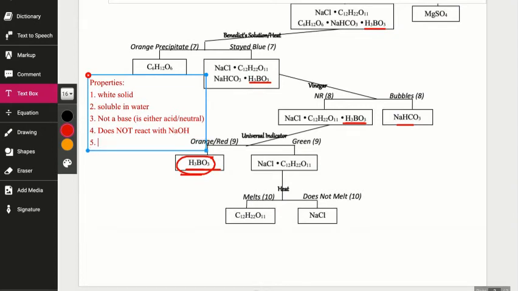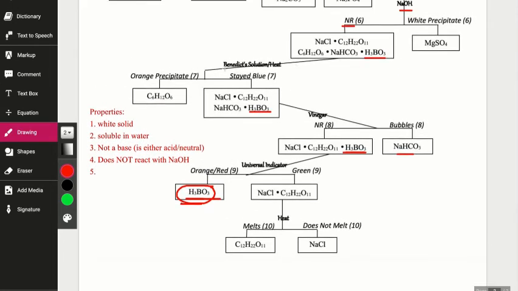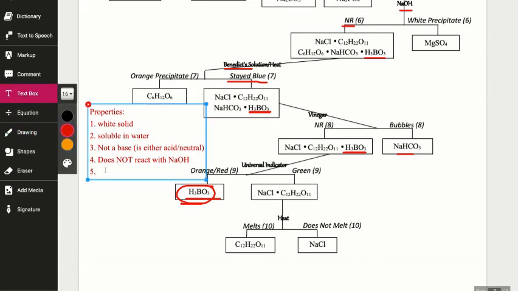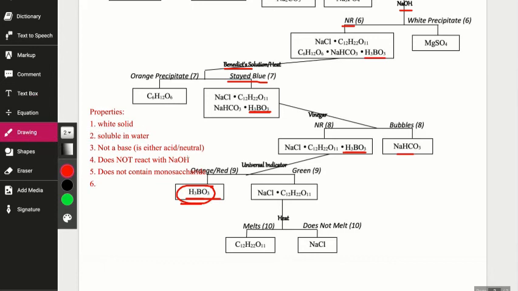Doesn't do anything. Then we tested with Benedict's. We'll add some Benedict's, and we'll see, does it make an orange precipitate or does it stay blue? And it stays blue. It's boring, no result. The reason that it would turn orange is because it has a monosaccharide. This didn't turn orange because it does not contain a monosaccharide. What else do we learn about this substance by using this flow chart and the results of all our tests?